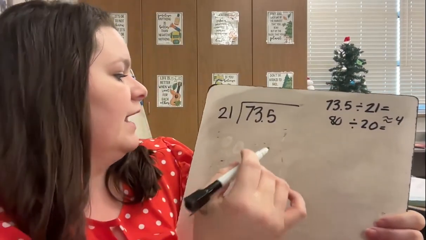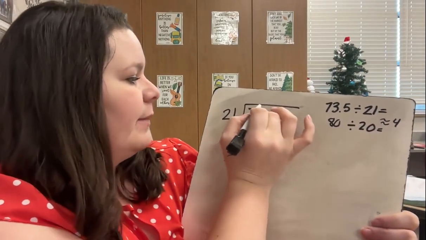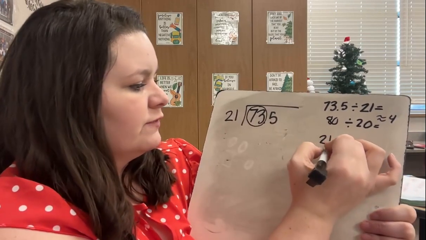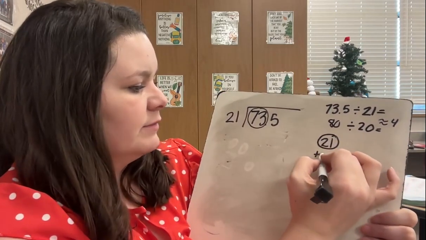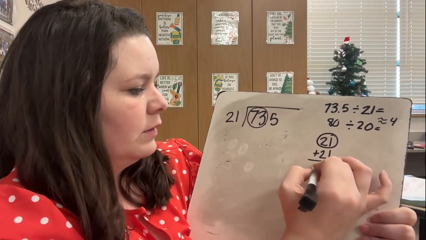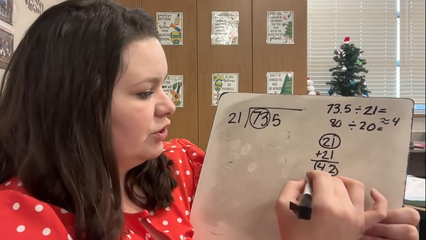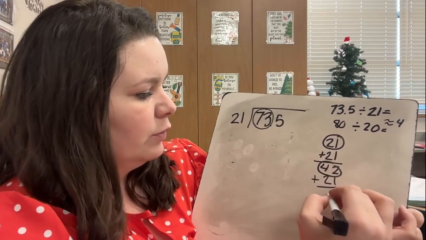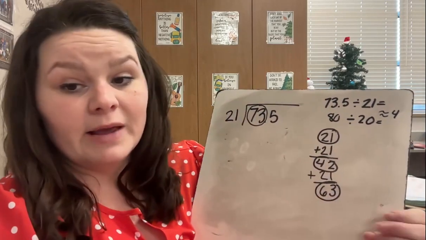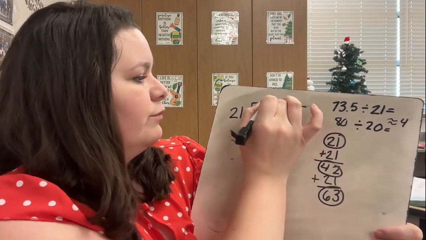So first, I know 21 won't go into 7. So I have to think about 21 into 73. I'm going to list my multiples of 21 to see how many times it goes into 73. 21 times 1 is 21, 21 times 2 is 42, 21 times 3 is 63. I'm not going to be able to make another group, so I can use 3. And now I see my decimal here. I'm going to go ahead and put it straight up.